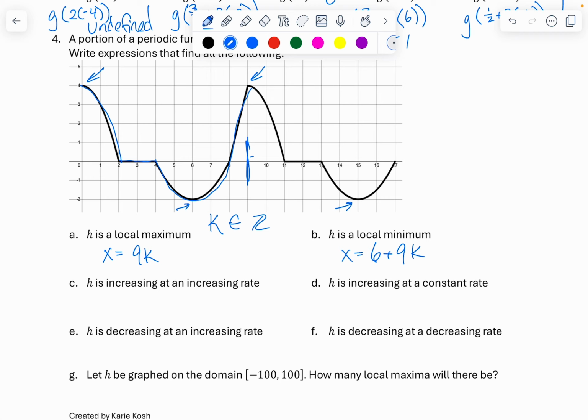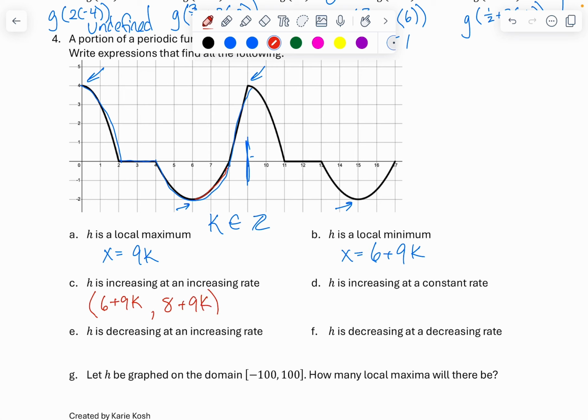h is increasing at an increasing rate. Okay, so what does that mean? That means that the graph is increasing and it's concave up. The graph is increasing here and it's increasing here, but there's no concavity on that second part. If I drew it correctly, you could see that a little better. We're going from 6 to 8, but in that interval we also have to repeat this every period. And so it's plus 9k on both of those.